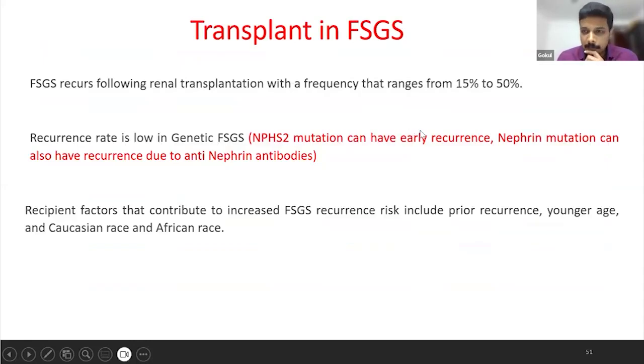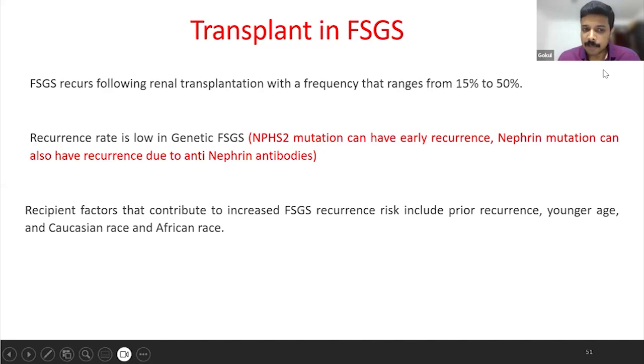A discussion about FSGS is incomplete without discussing transplant in FSGS and post-transplant recurrence. But I'm not going into detail on this topic because that itself is a huge topic. So in FSGS, the recurrence is around 15 to 50% post-transplant. The rates are low in genetic forms of FSGS. For example, NPHS2 mutation can have some early recurrence. Nephrin mutation can also have recurrence due to anti-nephrin antibodies.